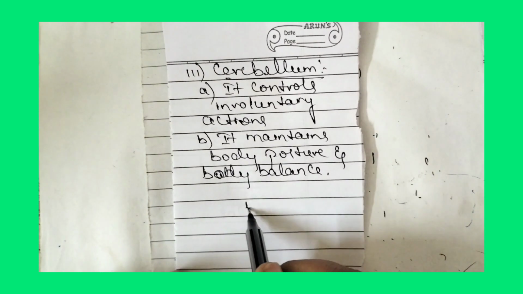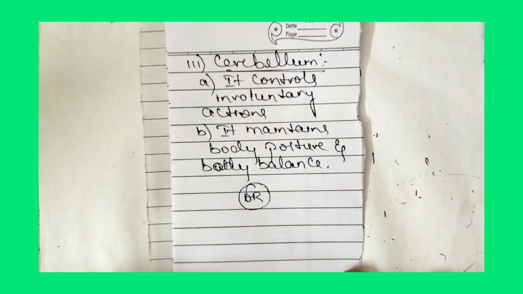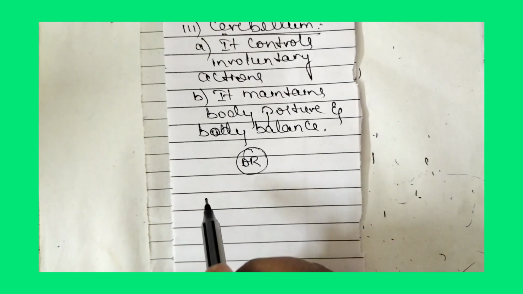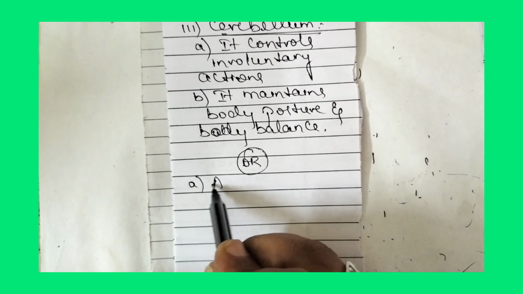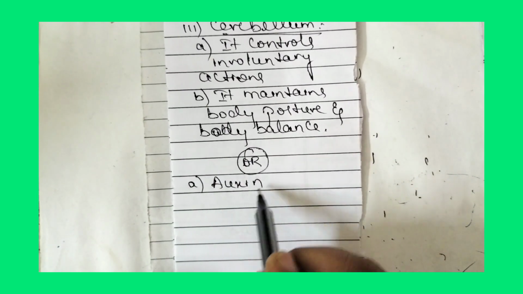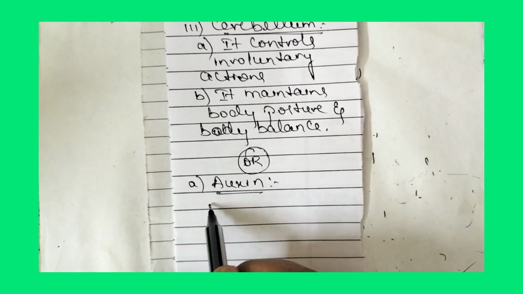ಈಗ ಇಂಟರ್ನಲ್ ಚಾಯ್ಸ್ ಕ್ವಶನ್ಗೆ ಹೋಗೋಣ. ಆ ಇಂಟರ್ನಲ್ ಚಾಯ್ಸ್ ಕ್ವಶನ್ ಏನಪ್ಪ ಅಂದರೆ, we have to write the functions of auxins, cytokinins and abscisic acid. ಸೊ ಆಕ್ಸಿನಿಗೆ ಬರೋಣ.